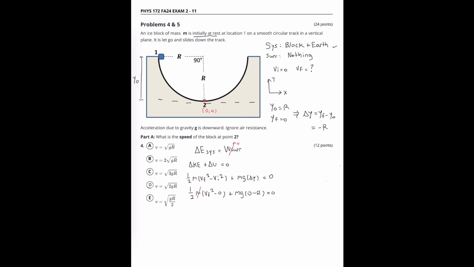We can also cross out the masses on both expressions. So now that we have that, we can say 1/2 vf squared minus gr is equal to 0. And from that, in terms of final velocity, we can say vf is equal to the square root of 2gr. And this answer will correspond to answer choice D.